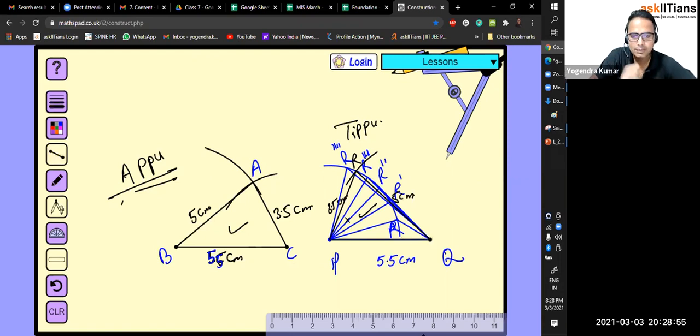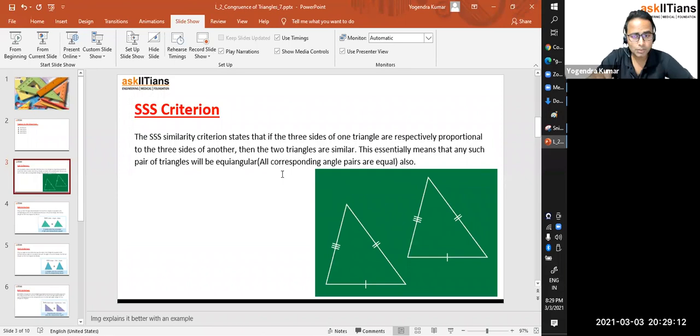Because exactly the same sides are given, right? It is just a flip. If you just flip, you have seen last class, we can check the congruency by flipping the shape, right? If you flip it, it will come over it exactly. So now these are congruent shapes. I hope you got it, right?